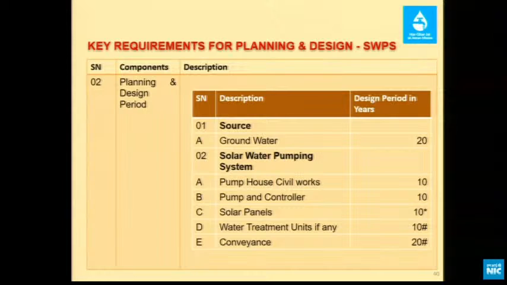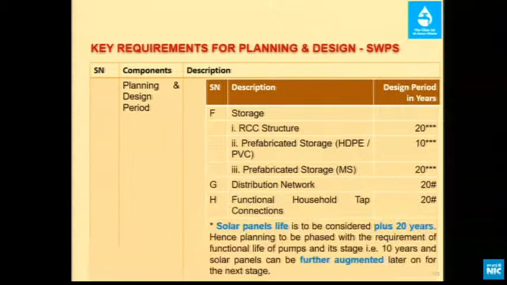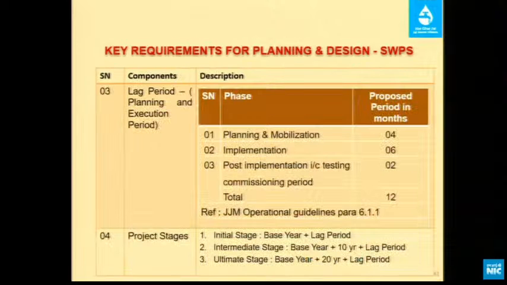Based on that, I have put the stages in consideration with the pumping system having a 10-year life. My solar life is considered at 20 years plus, but at this stage I am planning to design the system only for 10 years. The life of the pump is 10 years, so I can augment the pump at the next stage, and solar panels can be added accordingly at that stage. So this puts forward a planning guideline as per my experience.